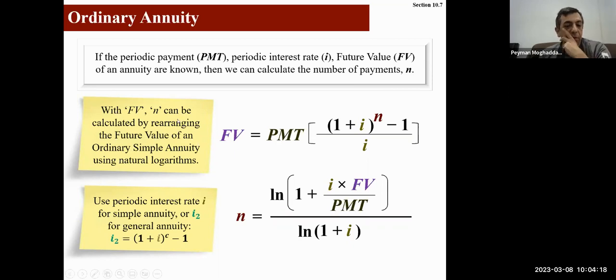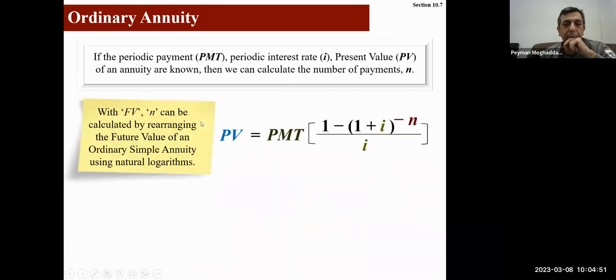So let's go through this. With FV, n can be calculated by rearranging the future value of an ordinary simple annuity using the natural logarithm. And in case your annuity is not simple, your annuity is general, make sure you use i2, guys. Then how do you calculate i2 again? (1 + i) to the power of c minus 1, where c is the compounding frequency divided by the number of payments per year.